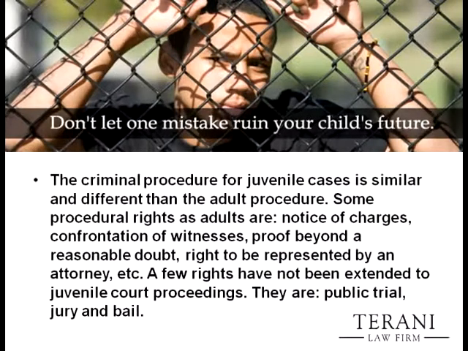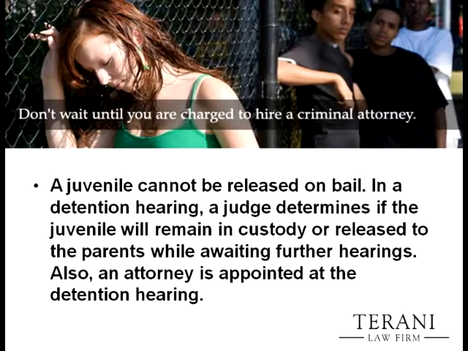The criminal procedure for juvenile cases is somewhat similar to and different from the adult procedure. Some procedural rights as adults are notice of charges, confrontation of witnesses, proof beyond a reasonable doubt, and the right to be represented by an attorney, amongst other rights. A few rights that have not been extended to juvenile court proceedings are generally the right to a public trial, jury, and bail. A juvenile cannot be released on bail. Rather, there's a detention hearing. At the detention hearing, a judge determines if the juvenile will remain in custody or be released to his or her parents while awaiting further hearings.